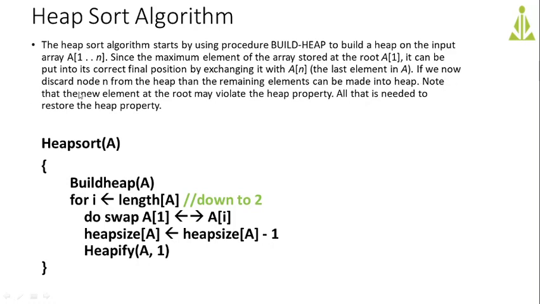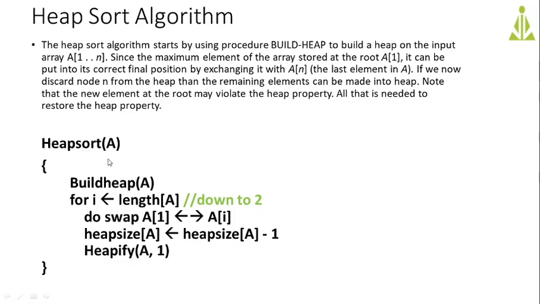If we now discard node n from the heap, then the remaining elements can be made into a heap. Note that the new element at the root may violate the heap property. All that is needed is to restore the heap property. We need to insert elements, delete elements and so on, but whenever we are building the heap, we need to check that it does not violate any rules of the heap property.